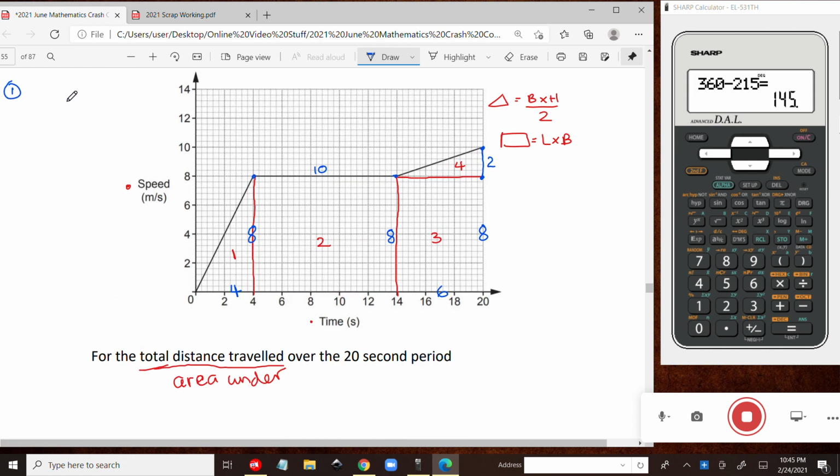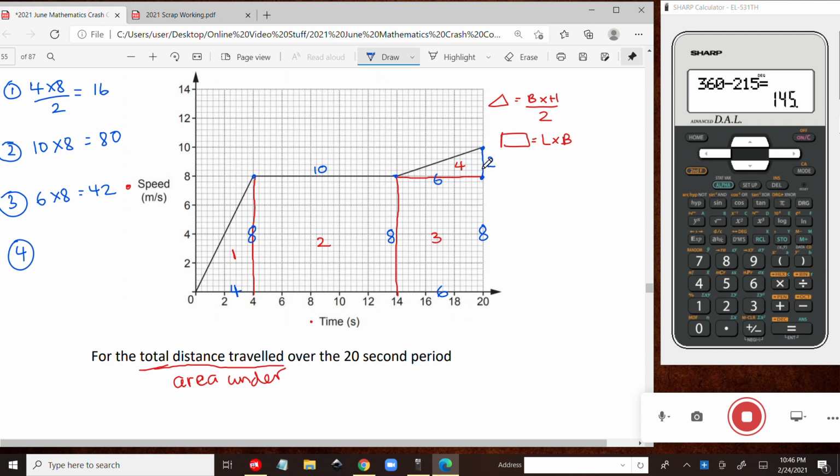For shape 1, it's just base by height divided by 2. 4 by 8 divided by 2. That will give us 16. For shape 2, it's just length by breadth. 10 by 8, which is 80. Shape 3, length by breadth. 6 by 8. That will give us 48. And for the triangle on top, remember if here is 6, then here's also 6.